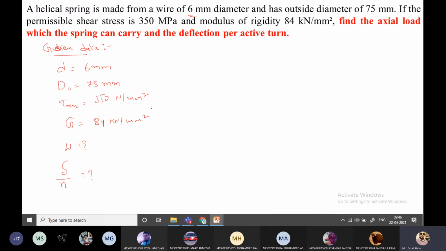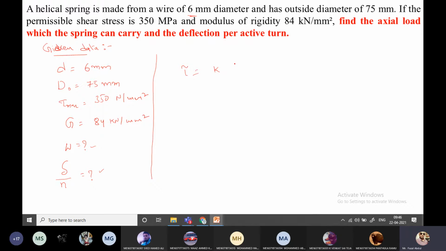This is the question. To solve it, we have to first list the equations. What are the equations we have? First, the shear stress induced in the spring is equal to K into, what is the equation? 8 W D.